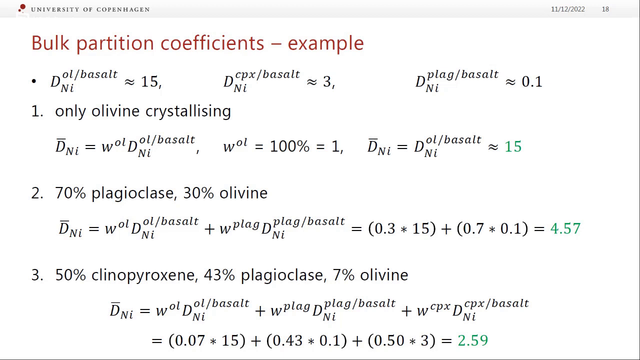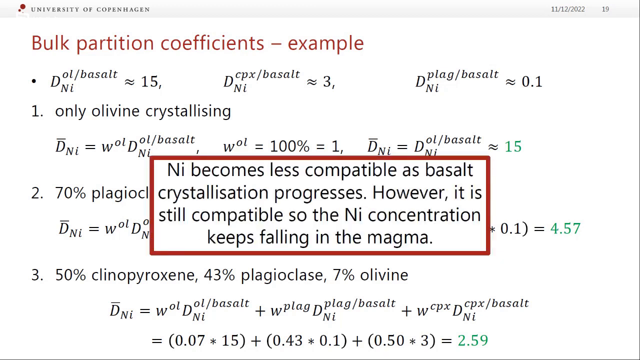And then for our basalt eutectic melt, where we have 50% clinopyroxene, 43% plagioclase, 7% olivine, then I'm not going to talk through it, but we do the same thing, 7% times 15, 43% times 0.1, and 50% times 3, and that comes out about 2.6. So it's compatible in all these different crystallizing assemblages, but it's becoming slightly less compatible over time. Because it's compatible at every stage, then the nickel concentration in the magma is always going to fall during crystallization of basalt.